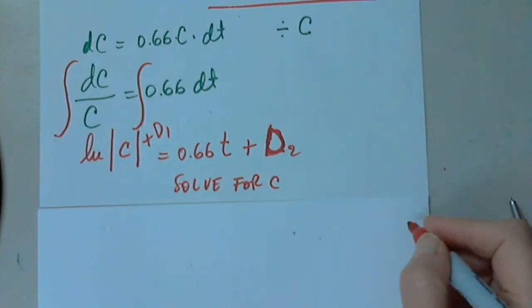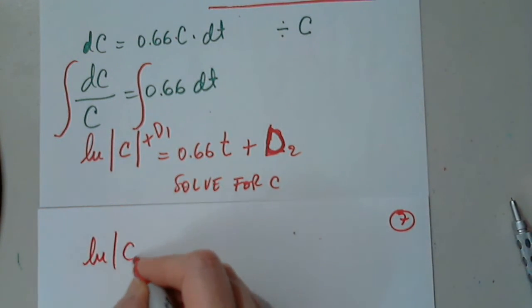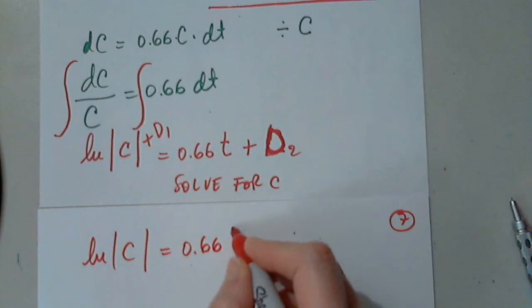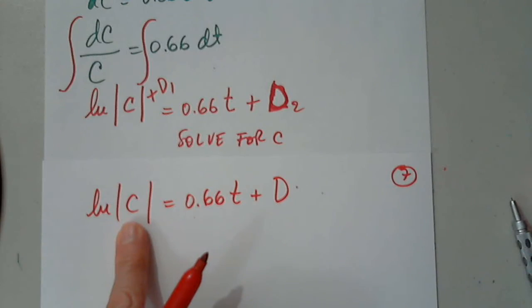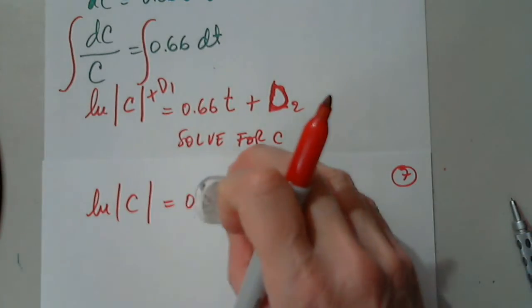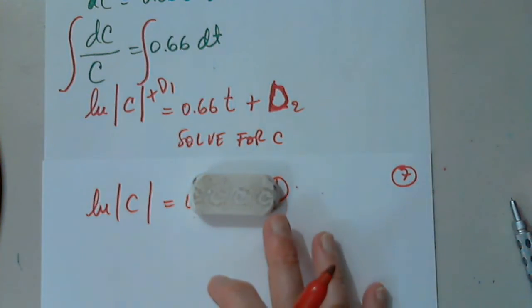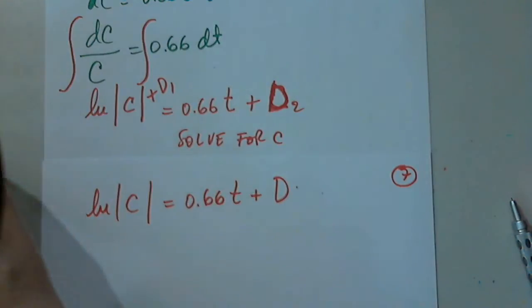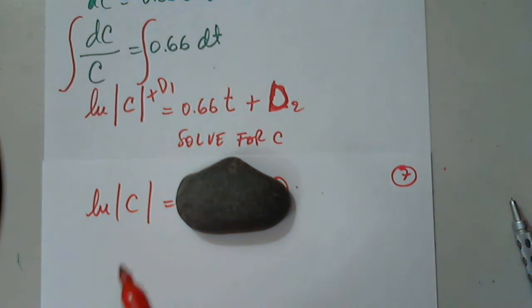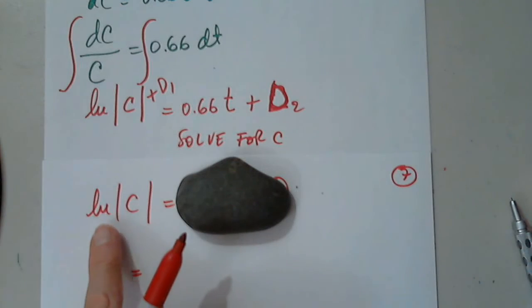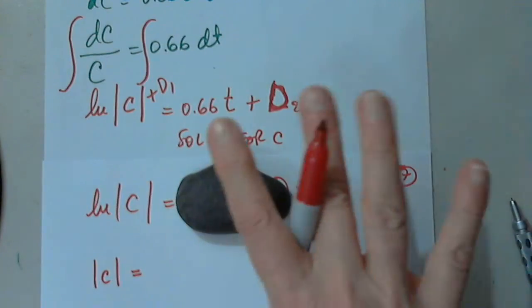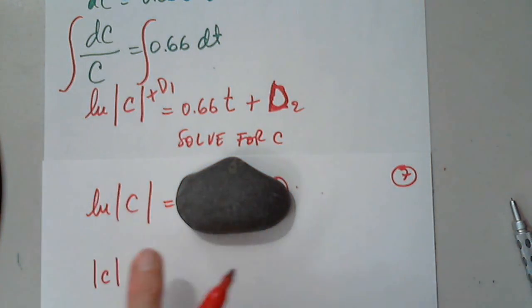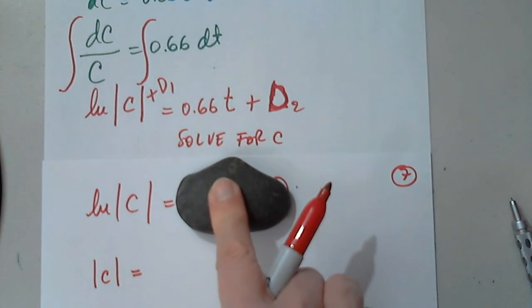So then we have the natural log of the absolute value of c equals 0.66t plus a constant d. Remember, we are solving for c. How do I solve such an equation? I'm covering it because I don't want you to get confused here. This is just an expression. Don't look at it. How will I solve this for the absolute value of c? So I have natural log of something, the variable, equals a number, or an expression, it doesn't matter. How do I solve such an equation with the natural log of something equals something else?